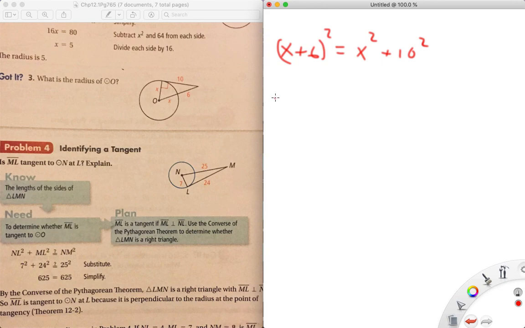So x plus 6 squared is going to be x plus 6 times x plus 6, which is x times x, which is x squared. X times 6, this is FOIL, is 6x plus 6x, which is 12x. And then 6 times 6, which is 36. And that's going to be equal to x squared. And 10 squared is 100, so plus 100.